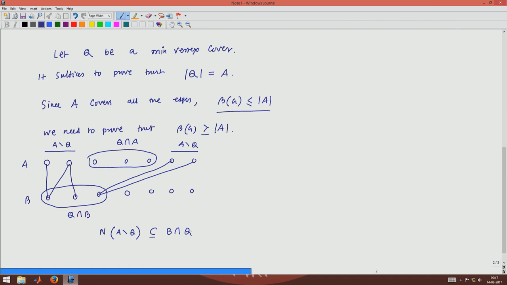right. Because see, all these edges in A minus Q are not covered by Q intersection A. So, they must be covered by Q intersection B, because Q is a vertex cover and it is a minimum vertex cover for the graph G. Okay.